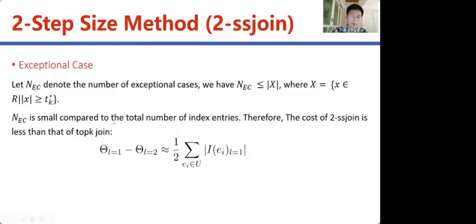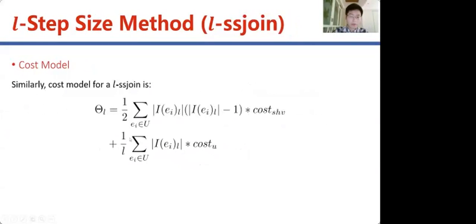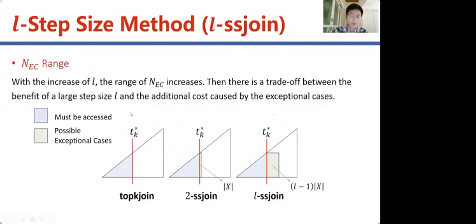NEC is small compared to the total number of index entries. Therefore, the cost of 2-I-ssjoin is less than that of the top K-join. Similar to 2-I-ssjoin, the cost model of L-ssjoin is as shown. The range of NEC can be represented as in the figure. The triangle in the figure represents the set collection. The different Ys represent sets with different sizes. The gray-blue part represents the elements that must be accessed, and the green part represents the possible exceptional cases.